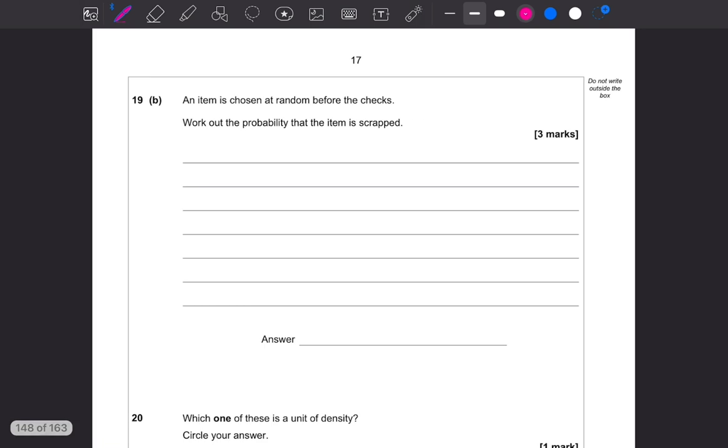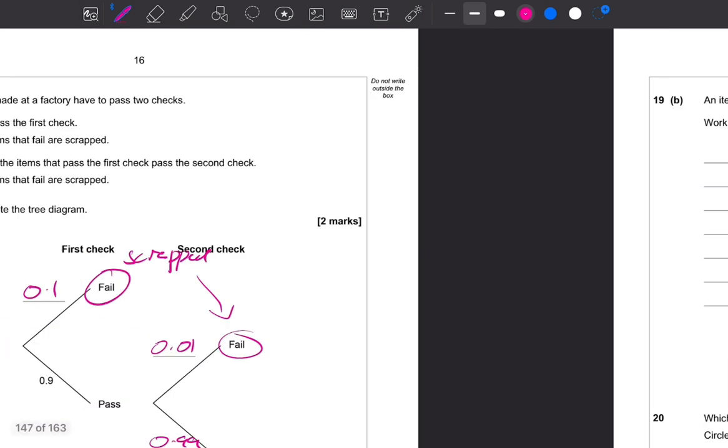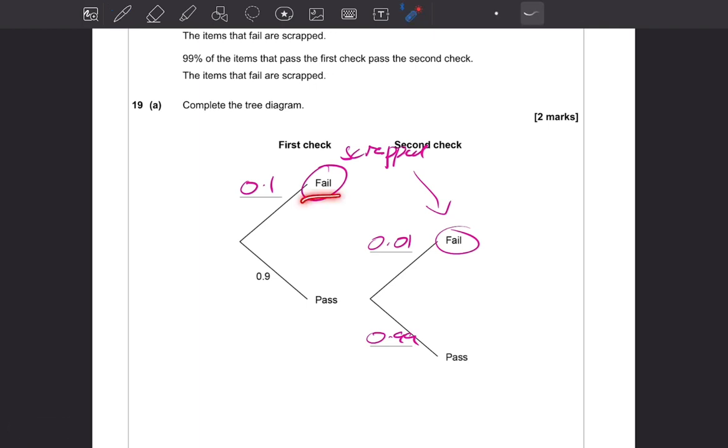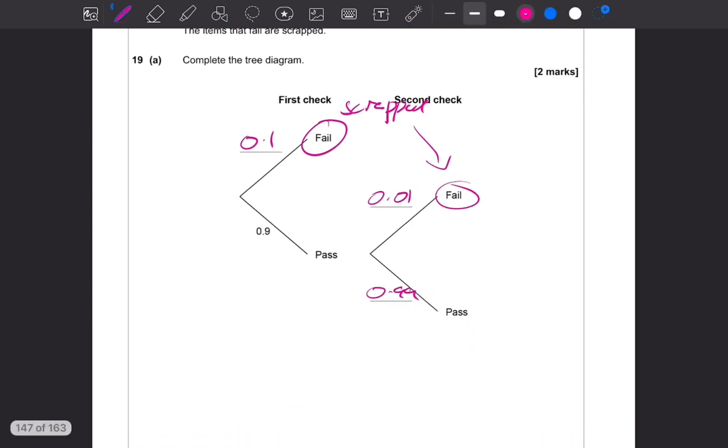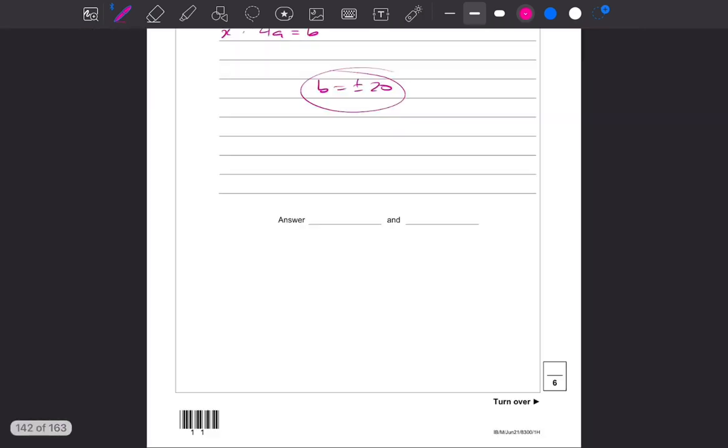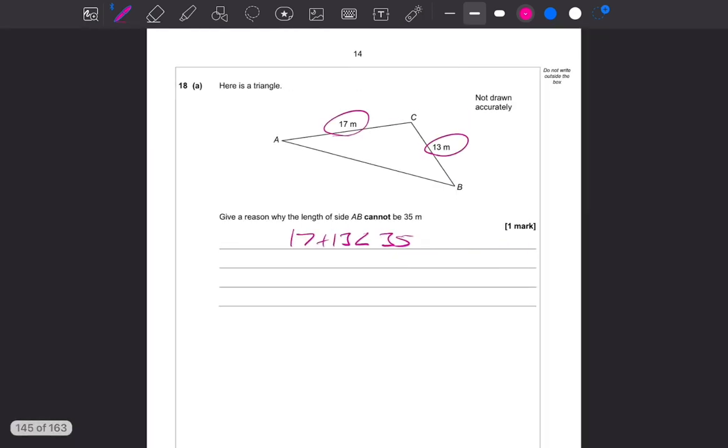An item is chosen at random before the checks. Work out the probability that the item is scrapped. So we can either go through and work out both of these, or we can go through and work out this one and take it from 1. We'll do the first option. So we've got the 0.1 for the first bit, plus, to work out the probability of being over here, we have to do 0.9 times 0.01. So that is 0.009. And adding that on then gives us 0.109.